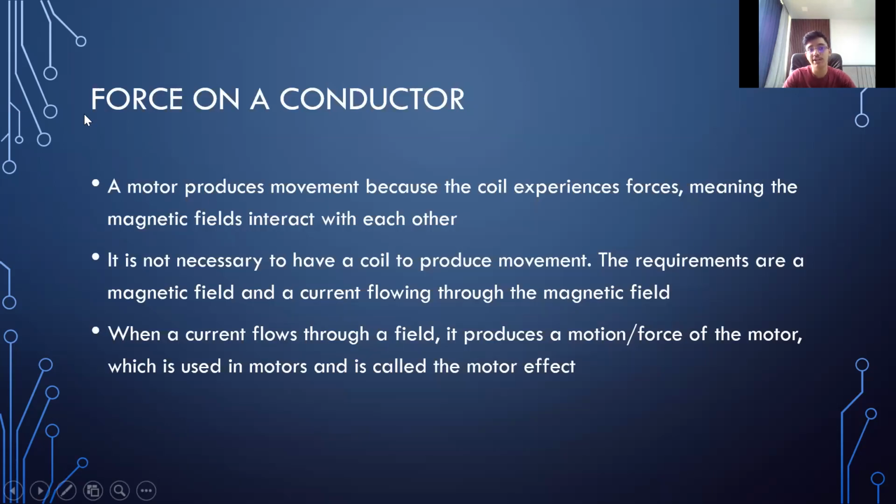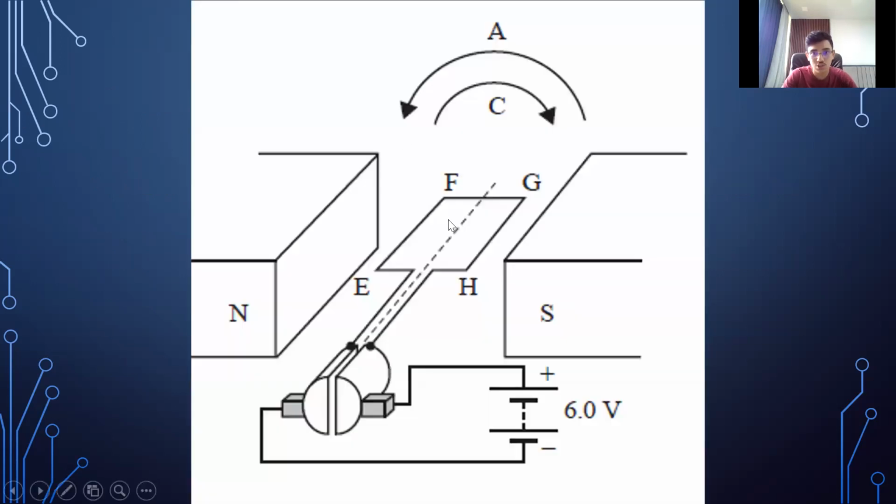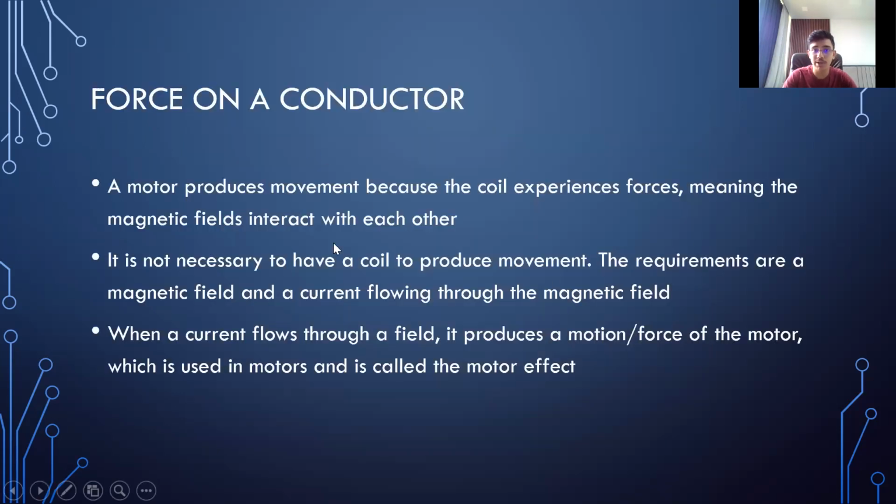So, force on a conductor. A motor produces movement because the coil experiences forces. So there is a repulsion force between HG and the south pole, which causes a movement, meaning the magnetic fields interact with each other. It is not necessary to have a coil to produce movement. The requirements are a magnetic field and a current flowing through the magnetic field. When a current flows through a field, it produces a motion of the motor, and this is called a motor effect.